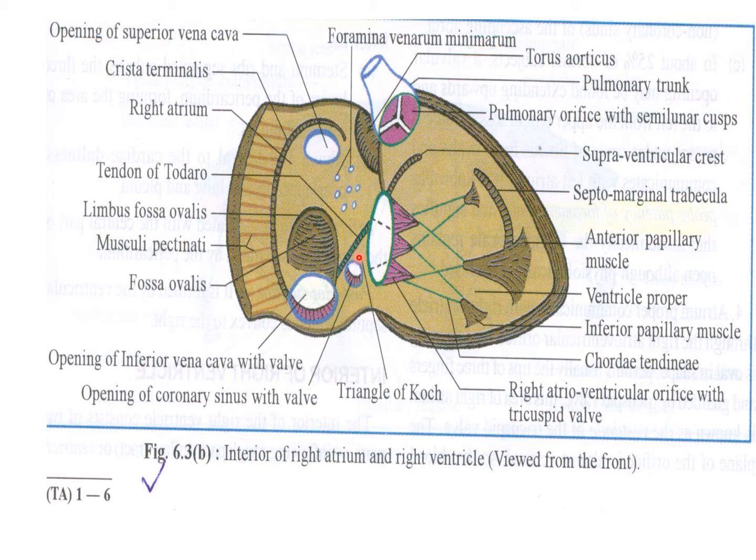Opening of the coronary sinus, above by the tendon of Todaro, and anteriorly there is the septal leaflet of the tricuspid valve. So this is the triangle-shaped area. Name is given the triangle of Cox. Tendon of Todaro क्या है?